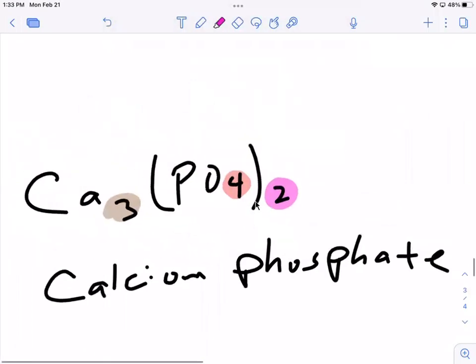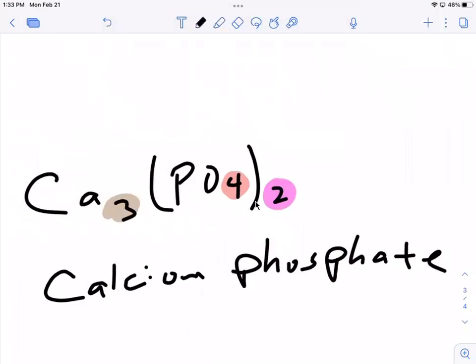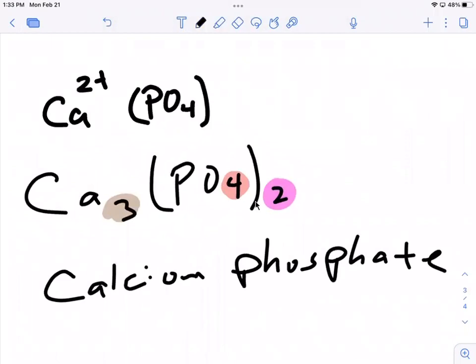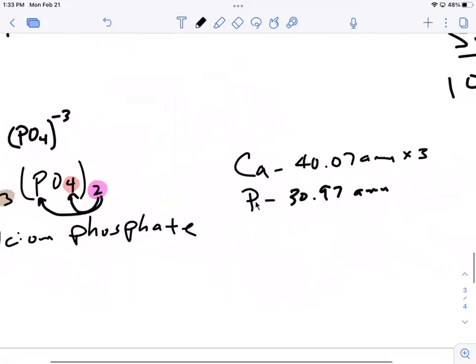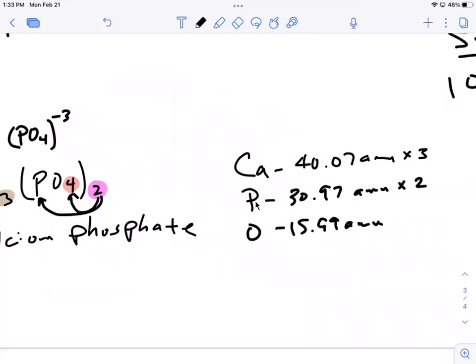because if we pull this apart, looking at it from the crisscross method, so this is Ca2 plus, and then PO4 minus 3, right? But that 2 out there, when we crisscross it, it has to get distributed to both the oxygen and the phosphorus. So we actually got 2 phosphorus atoms here. And then for oxygen, which is again 15.99, we have 8.